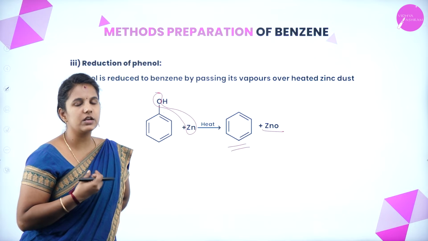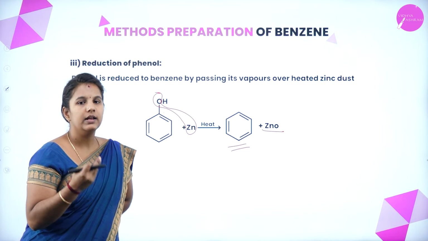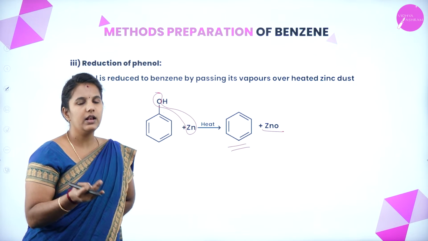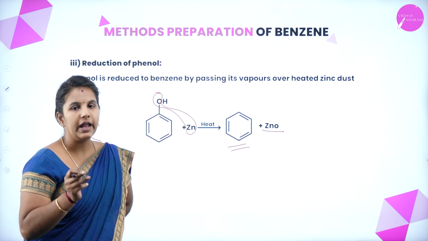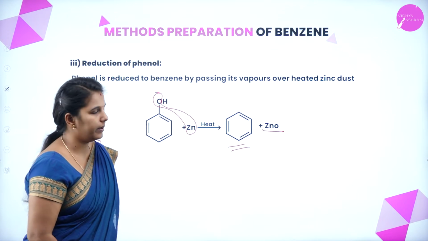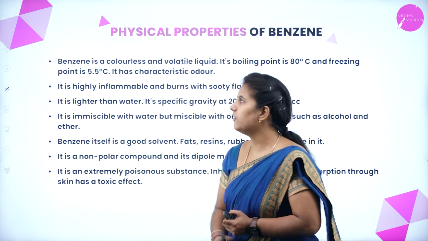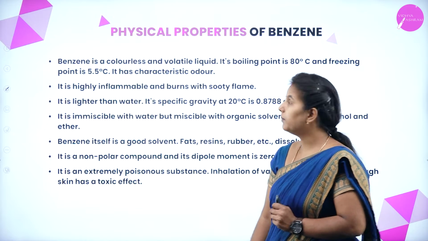So hope you have understood the three methods. The first one is from ethine, then decarboxylation of aromatic acids, then using phenol to prepare benzene. Any two you must remember. And next thing is physical properties of benzene. So what are the physical properties of benzene?